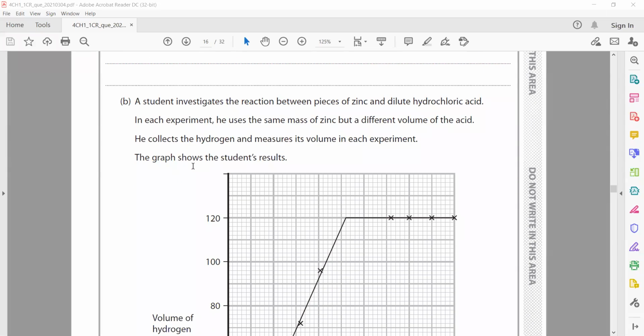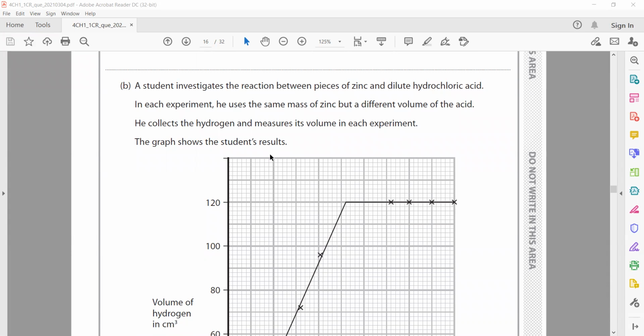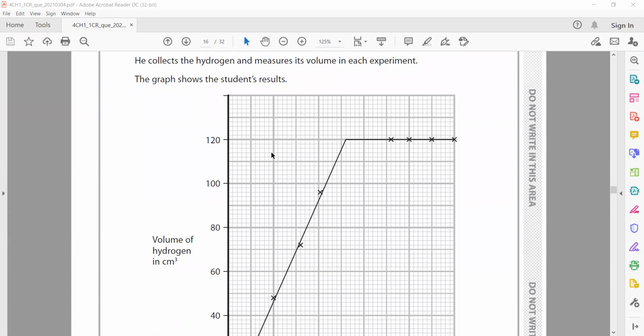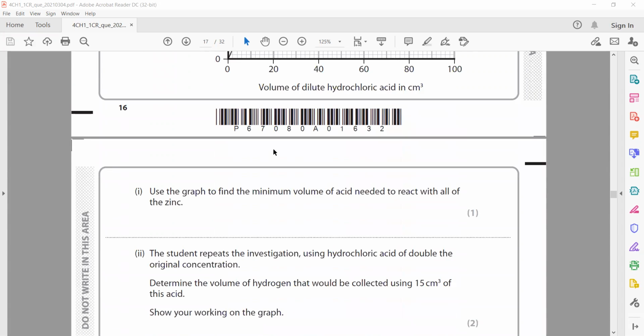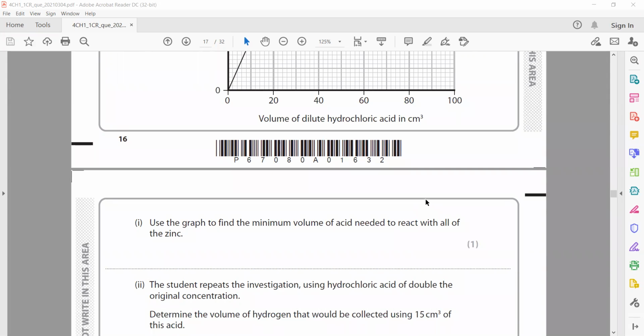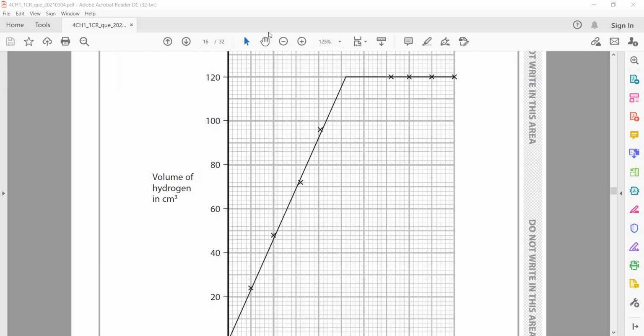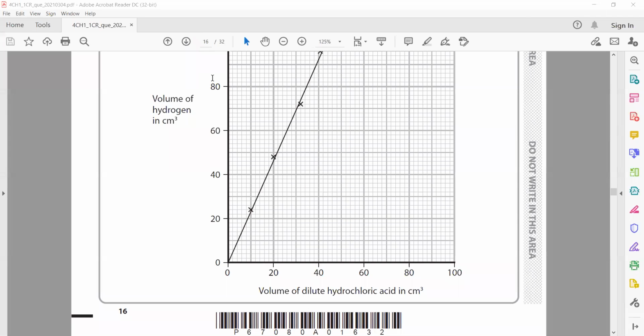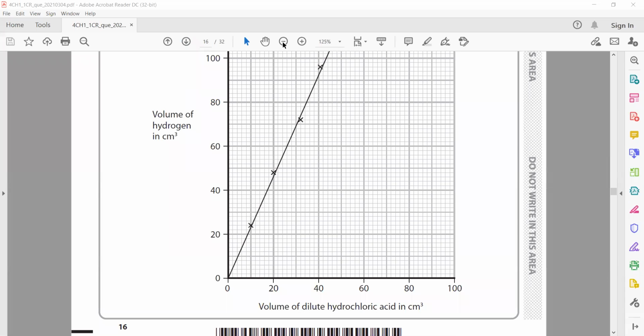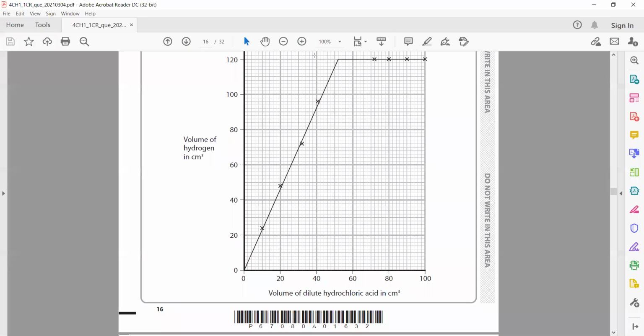A student investigates the reaction between a piece of zinc and hydrochloric acid in an experiment. He collects the hydrogen and measures the volume. The graph shows this. Use the graph to find the minimum volume of acid required to react with all the zinc. When the volume becomes constant, it means no more reaction. So this is the volume of acid which is completely reacting with zinc metal.